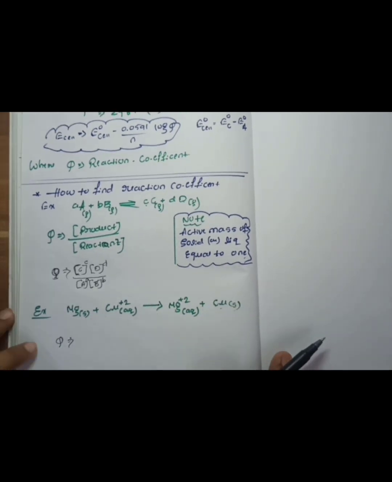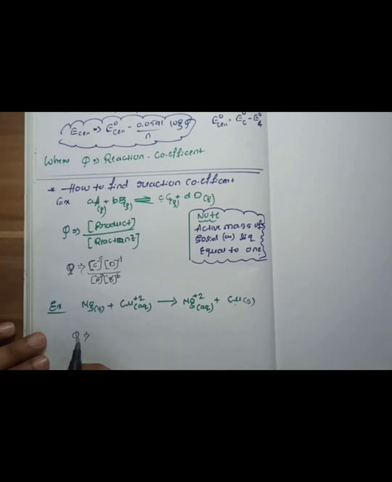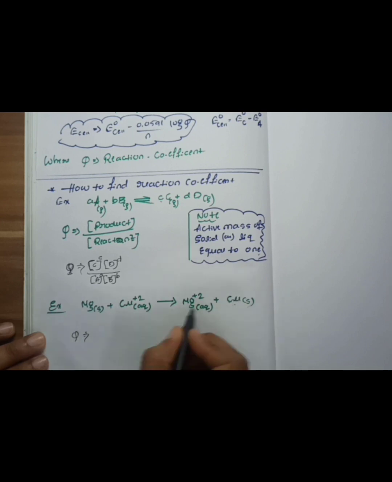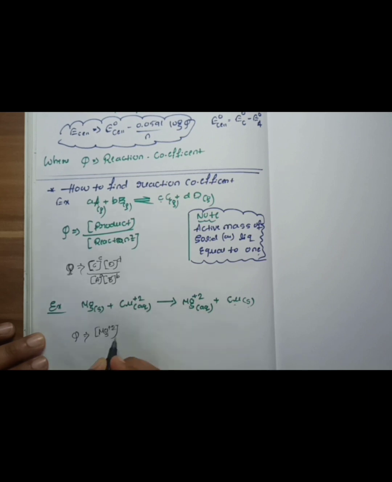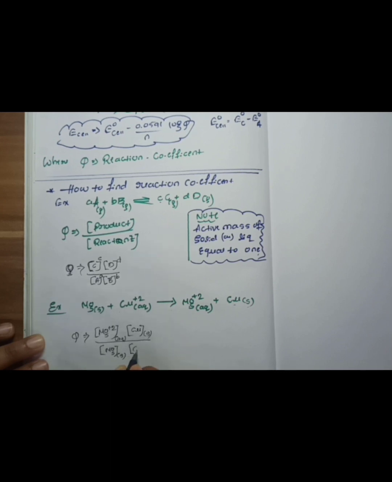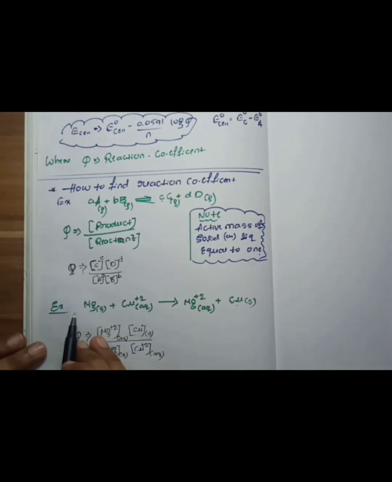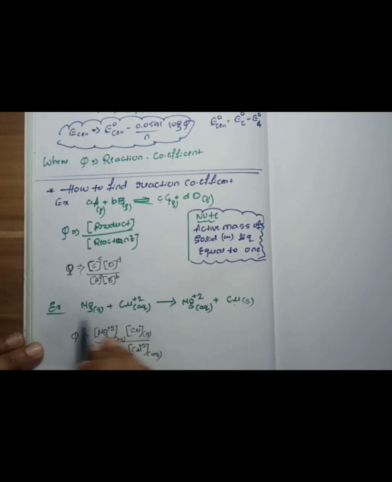Now see here, I'll explain by taking one more example. For this reaction, Q is equal to the concentration of product, that is Mg plus 2, which is in the aqueous state, then the concentration of copper, which is in the solid state, divided by the concentration of reactants, that is Mg, which is in the solid state, and copper plus 2, which is in the aqueous state. For Mg, copper plus 2 and magnesium plus 2, all stoichiometric coefficients are 1, so there is no need to write the power 1.